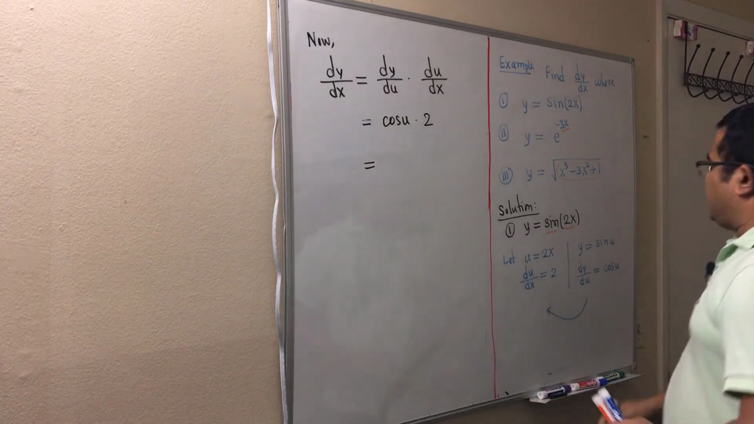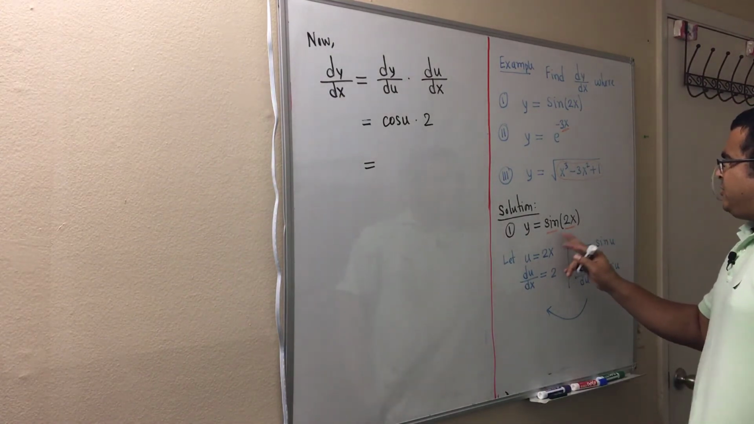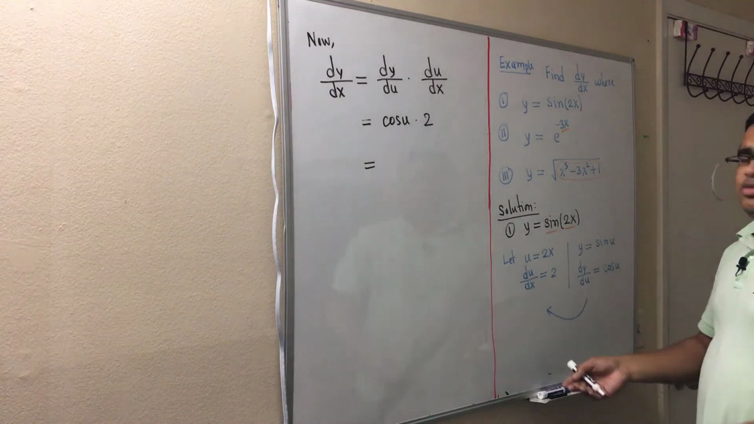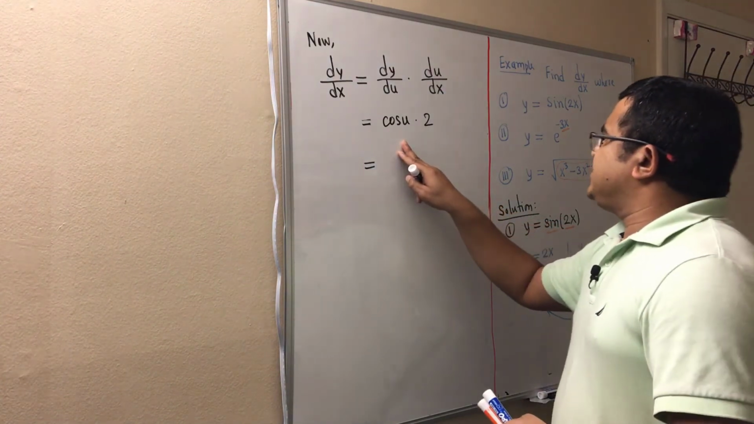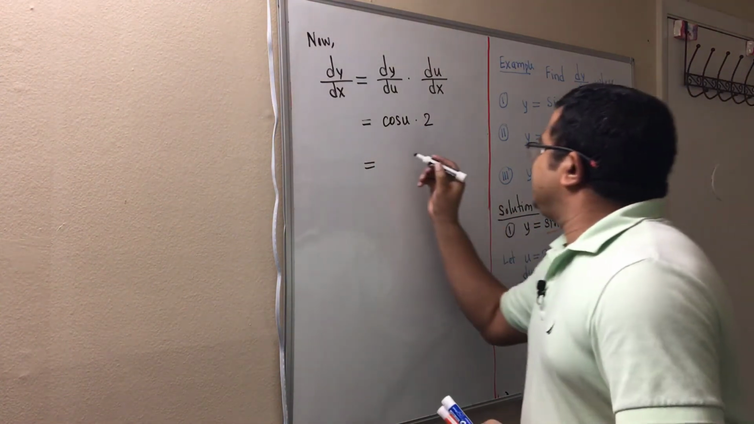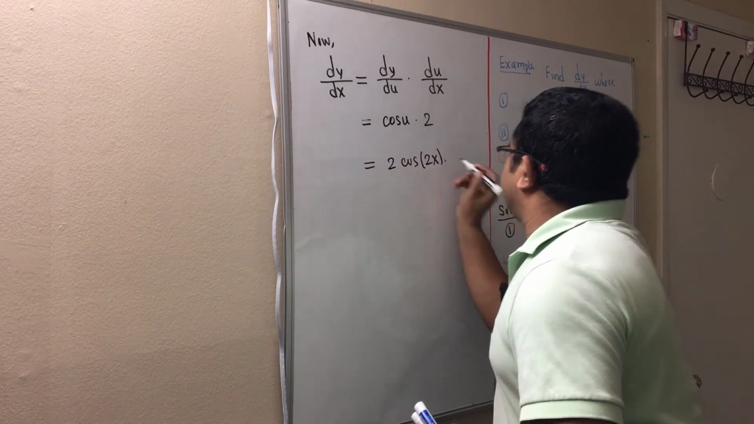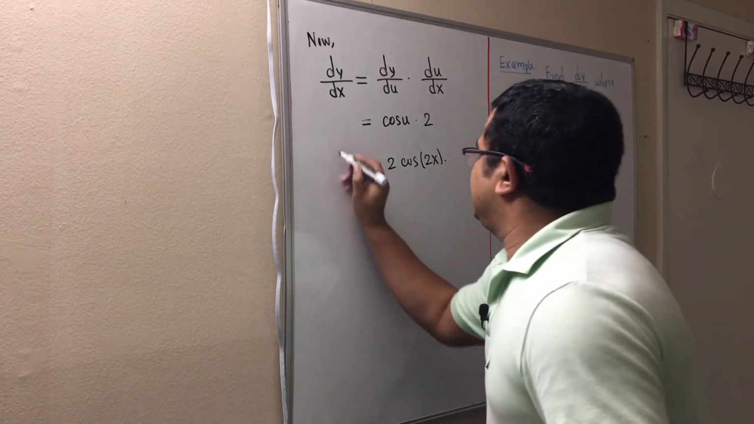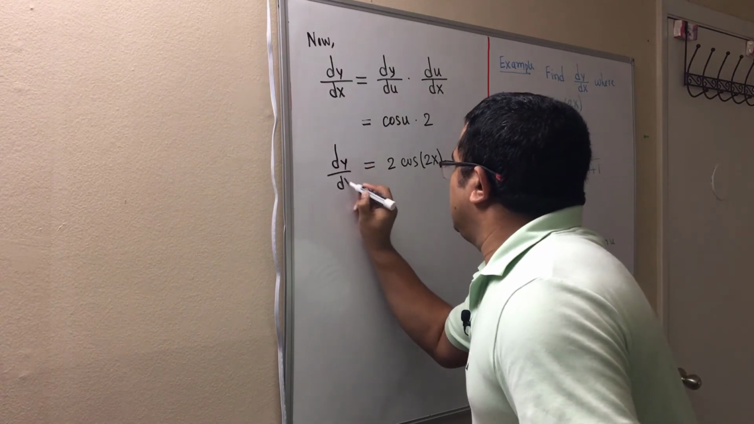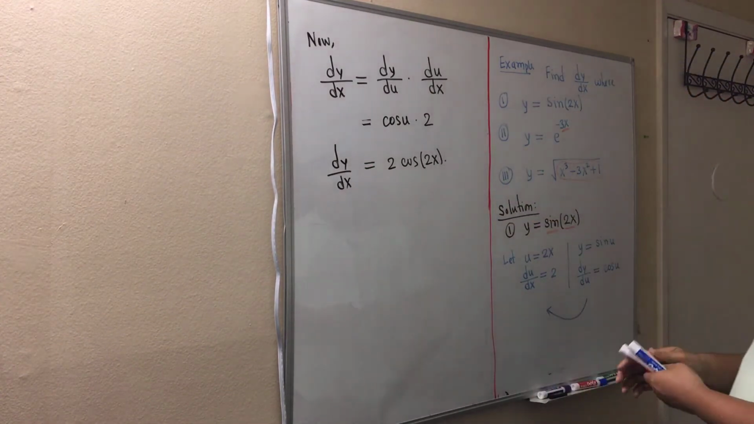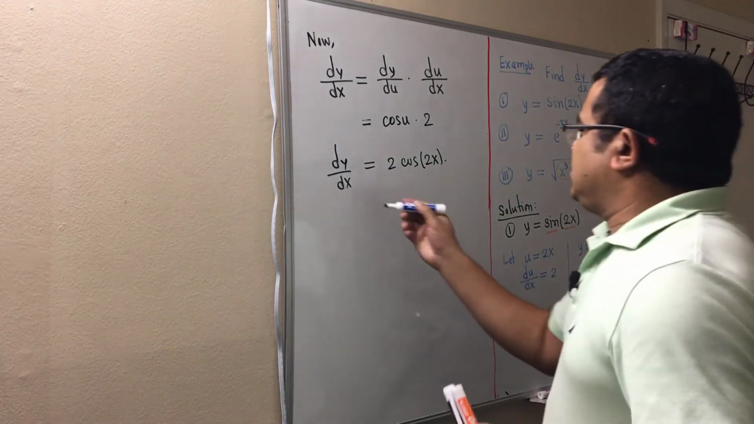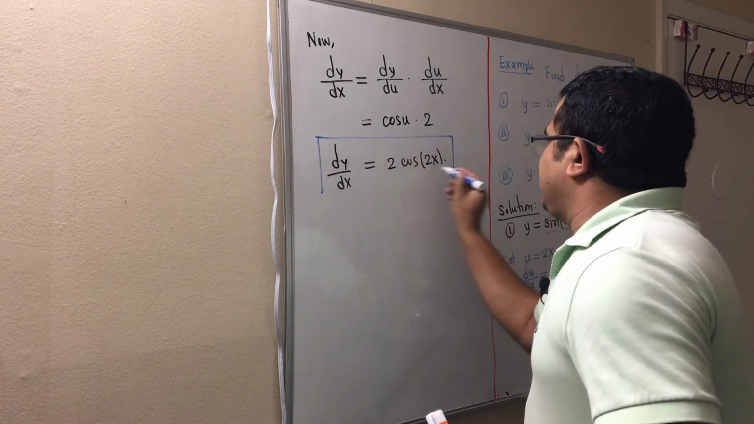Since our function is in terms of variable x, we need to go back to variable x. So, u equals 2x. Plug in u equals 2x. So, this is the final answer: dy over dx is 2 cosine of 2x.